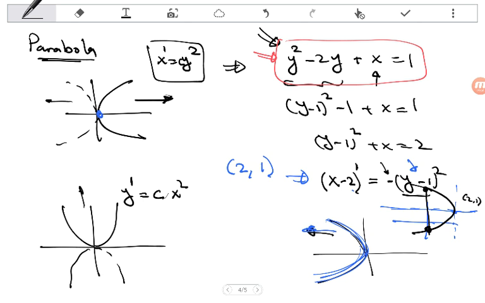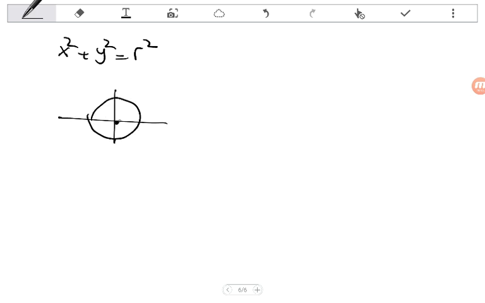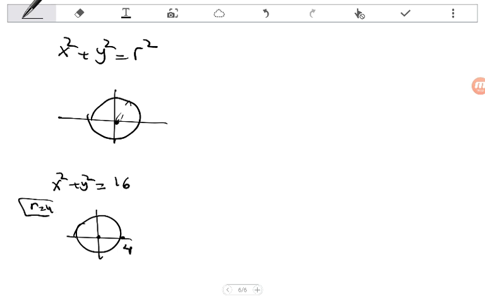So we have learned how to graph a line, how to graph a parabola, how to graph a circle. If I had x squared plus y squared equals r squared, this is a circle with the origin as its center, and it has a radius r. If I had x squared plus y squared equals 16, this circle will be at the origin, and what is this point? 4. Yes, the radius here is equal to 4.